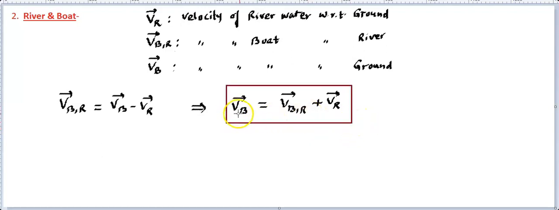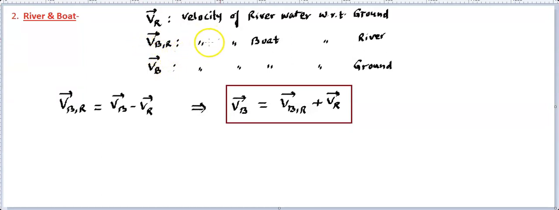So if you need to find the velocity of boat with respect to ground, you just write the velocity of boat with respect to river, and velocity of river itself, use the vectors, and add them up together. You will find the velocity of boat in a nutshell. Okay. And sometimes the language will be a bit different for this particular thing.